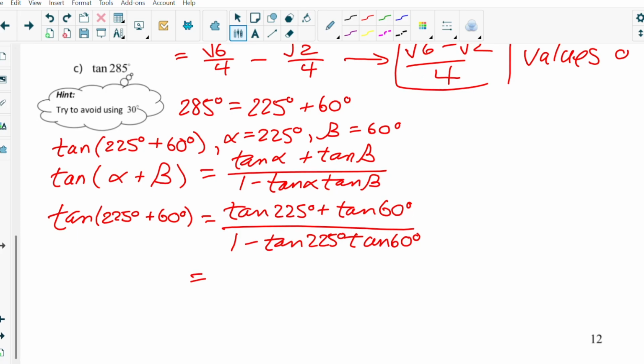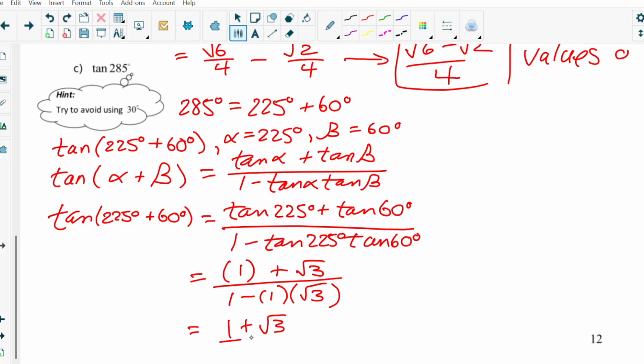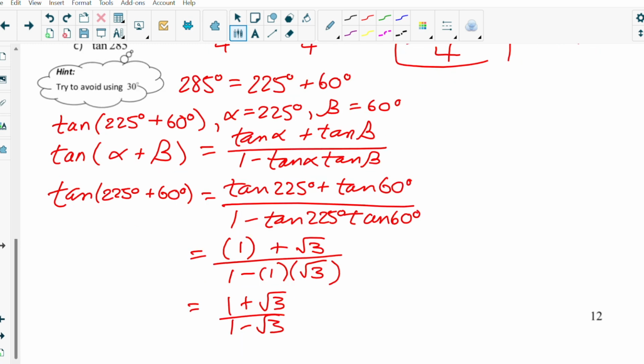Okay, let's insert our exact values. Tangent of 225 is 1, plus tangent of 60, that is square root of 3, divided by 1 minus, what's tangent of 225? That is in quadrant 3. It is positive, so that's 1, times, what's the tangent of 60? Well, it's square root of 3. And let's simplify. 1 plus square root of 3 over 1 minus square root of 3.